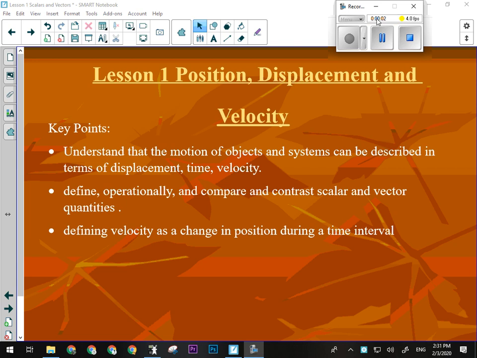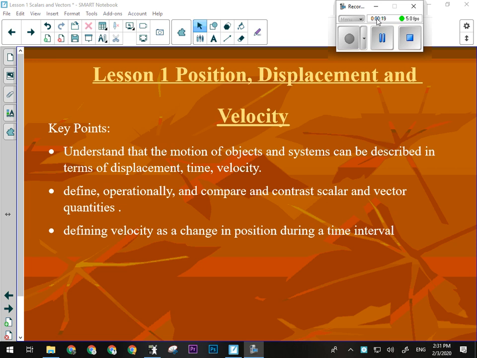Okay, so when I'm teaching you something new, you'll see in your notes package something that looks similar to this. There'll be a lesson number, a lesson title, and some key points. Today we're looking at position, displacement, velocity, basically v equals d over t from Science 10.